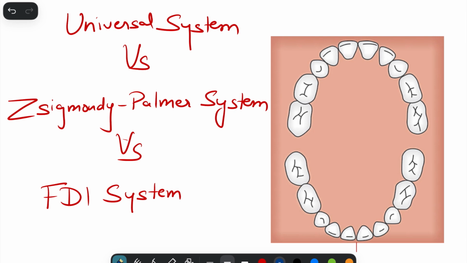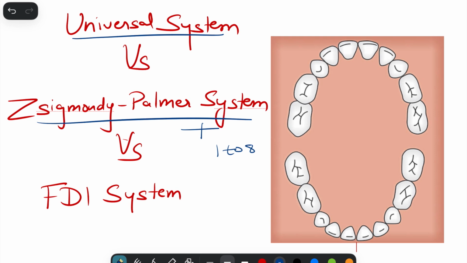Now, let's see the comparison with other systems. So, the universal system uses numbers 1 to 32 continuously and it is commonly used in the United States. The Zsigmondy-Palmer system uses quadrant symbols and the teeth are numbered 1 to 8 in each quadrant. The FTI system is the two-digit system. It is internationally accepted and most convenient for digital records.